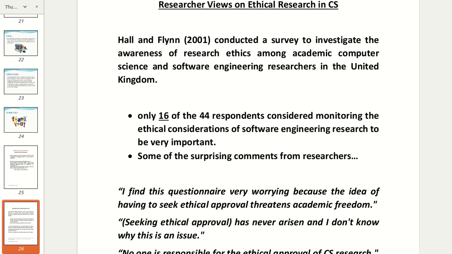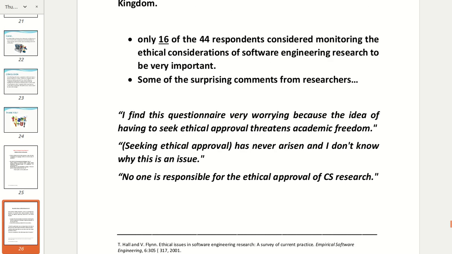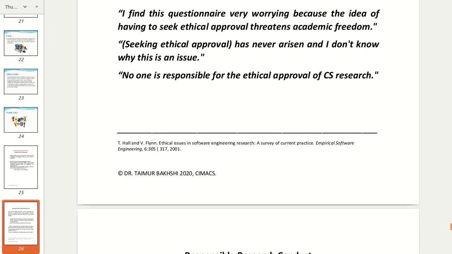Other people said it is not important. Some of the surprising comments that came from these researchers were, I find this questionnaire very worrying because the idea of having to seek ethical approval threatens academic freedom. And I believe you have done one particular assignment on this as well. Okay, I will discuss the assignment towards the end of this lecture. But let's look at the second comment. Seeking ethical approval has never arisen, and I don't know why this is an issue. So one of the researchers is basically saying that I have never had the need of ethical approval. No one is responsible for the ethical approval of CS research. Very, very surprising comments. This is, by the way, the actual research paper by Hall and Flynn.